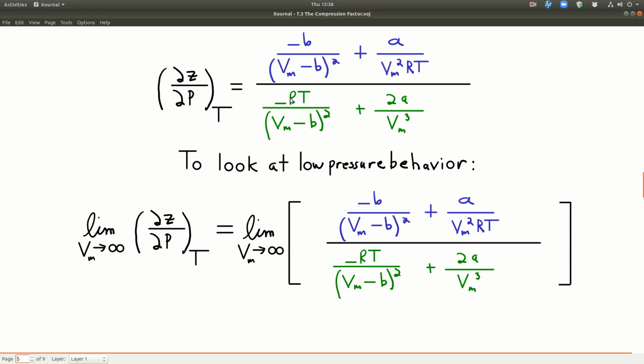Now what we're going to do is look at what happens in the limit as the pressure goes to 0, which is an equivalent way of saying the limit as the volume goes to infinity, right? Because as the pressure goes to 0, the volume goes to infinity. Same thing. So we're going to take the limit of this expression as the molar volume goes to infinity.